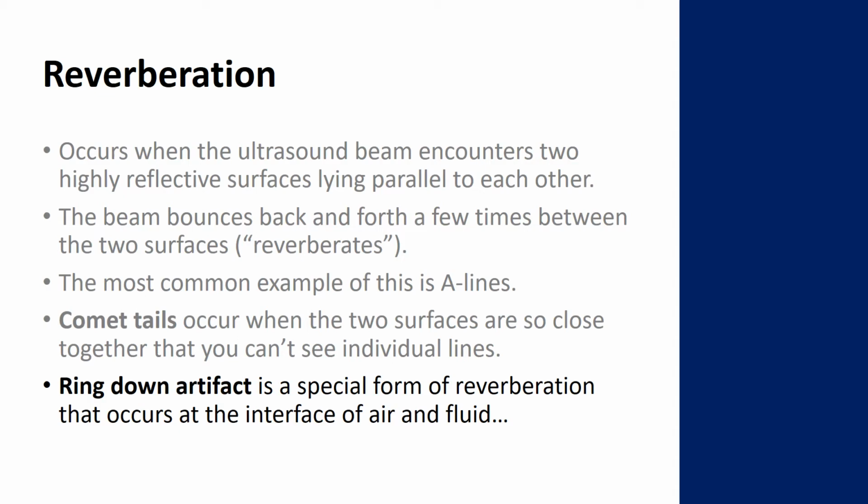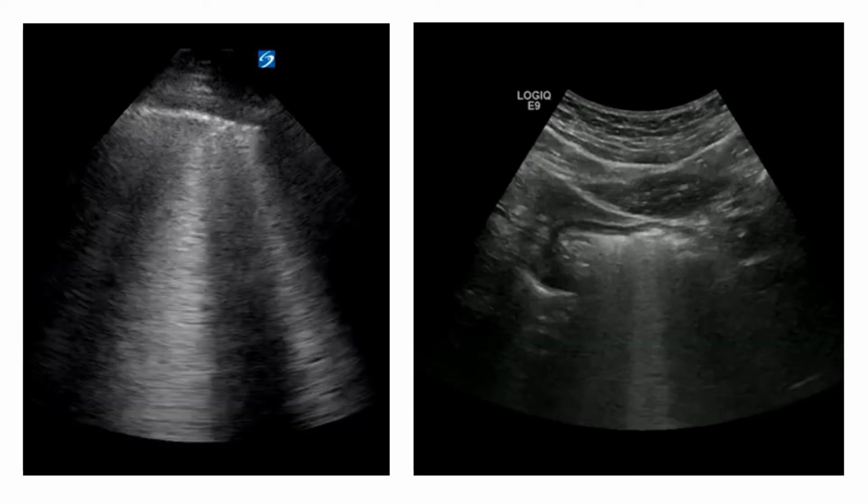The next artifact that we'll talk about is the ring down artifact, which is usually classified as a reverberation artifact, which occurs at the interface of air and fluid. Ring down artifact is something that you really need to know about if you're going to do any kind of lung ultrasound, because often it's the artifact that helps you declare a positive finding.